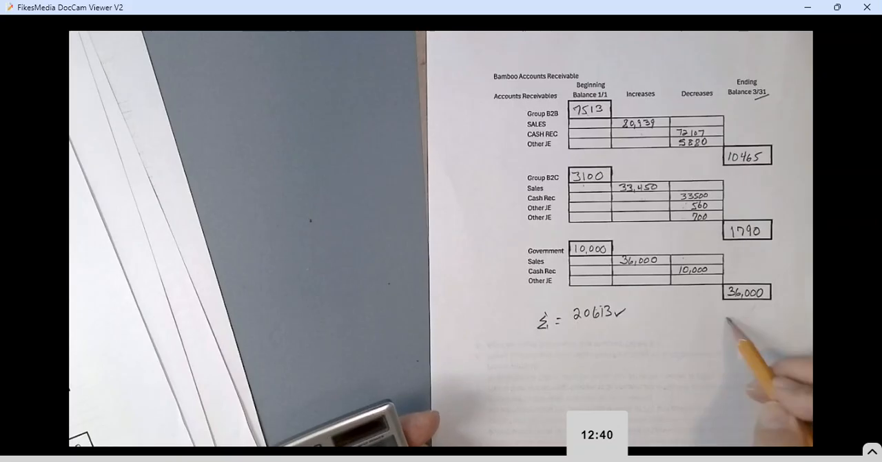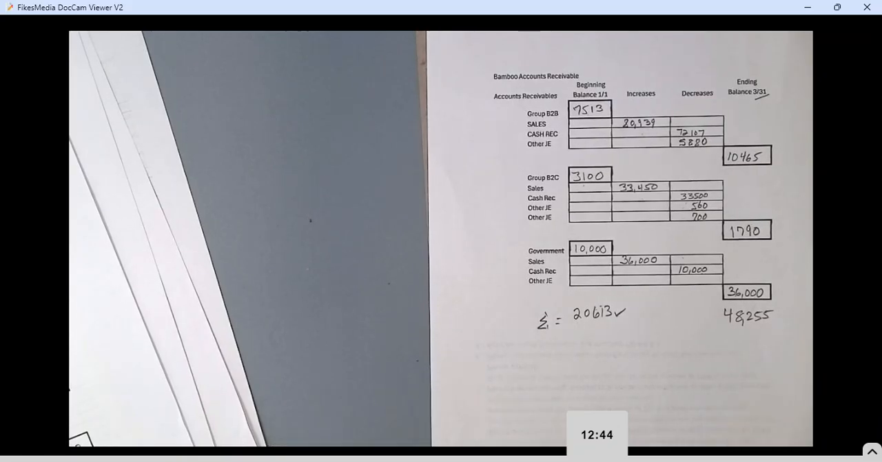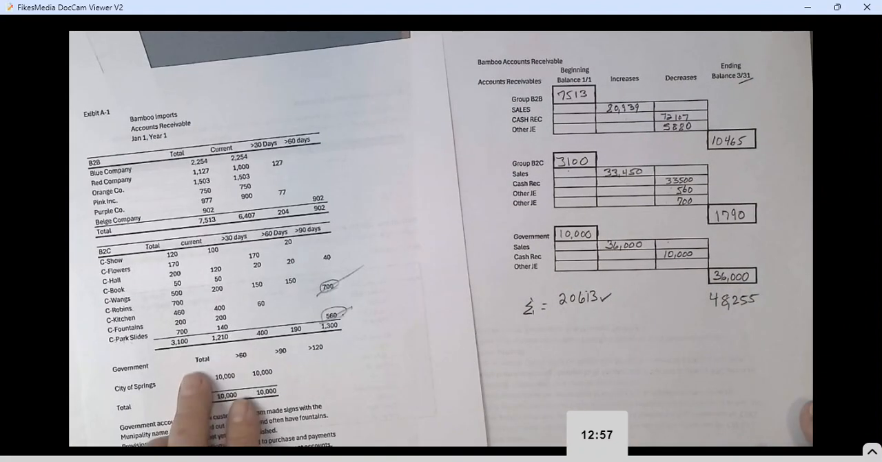So what is my total there? My total is going to be 10,465 plus 1,790 plus 36,000. It's going to be 48,255. So that's quite a jump. So what do we see? Is there any analysis or memos that you need to talk to management about that involve internal control or something like that? Well, let's take a look.